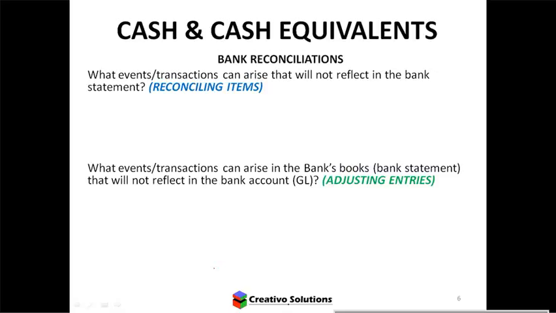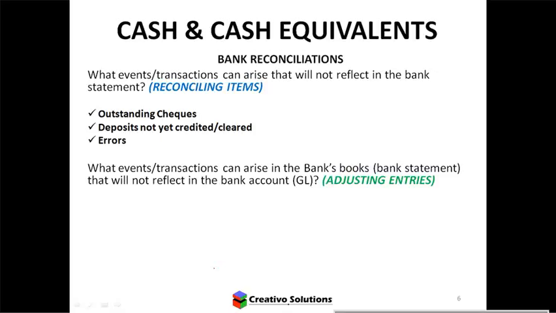What else? Other events or transactions that will not reflect on the bank statement. Outstanding payments. We can have outstanding deposits and we can have outstanding payments. And what else? Errors. Okay, that's the most obvious one. So outstanding deposits, outstanding checks, or errors.